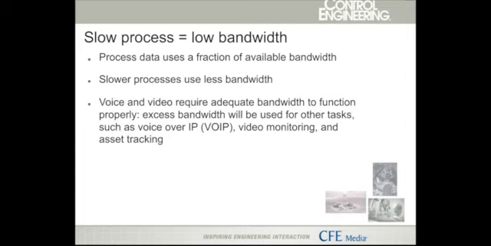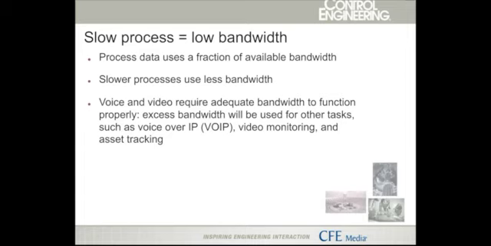One thing that should be realized, a general rule of thumb, is that a slower process uses lower bandwidth. The slower a process changes, the less sampling you have to do to monitor that change, and therefore the less data you're going to generate, so the less data you have to transport. For this particular application, we're using a fraction of the available bandwidth.